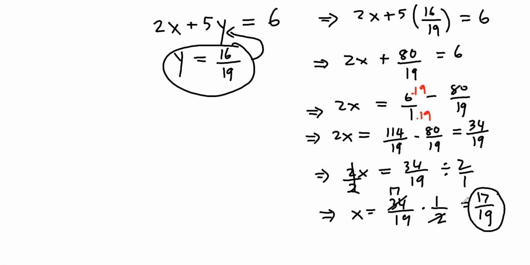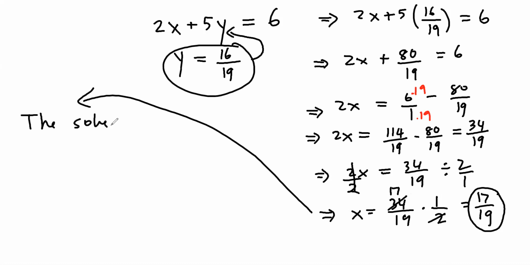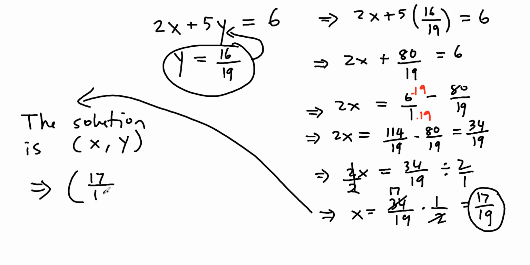Now we say that the solution to this system is going to be this pair, and this pair is called a point, and this point will be a common point to both equations. So the solution is: the x value is 17 over 19, and the y value is 16 over 19. That's the solution of the system. And sometimes we'll have equations with no solution.